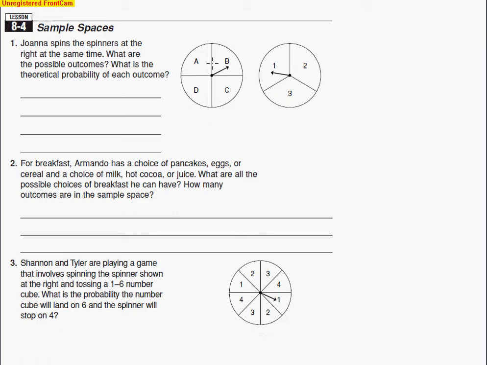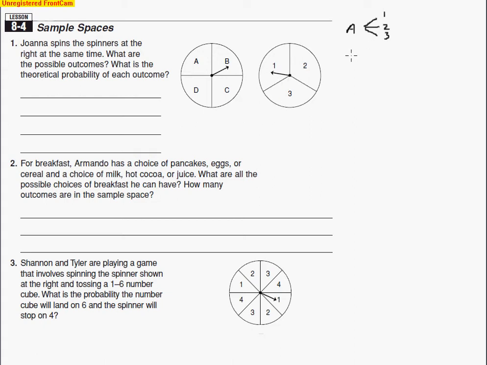So I'm going to start with this spinner here. And so we could have an outcome of A with the first one. And then from the first one, if we get an A, we could end up with answers from the other spinner of either 1, 2, or 3. Well, that's just if I spin an A, I could either have a 1, 2, or 3 pop up for the other spinner.